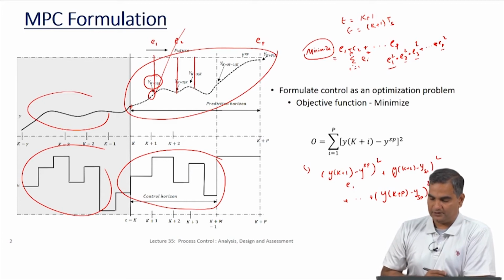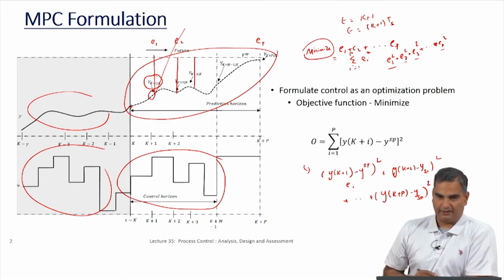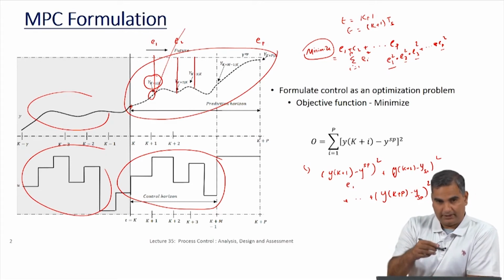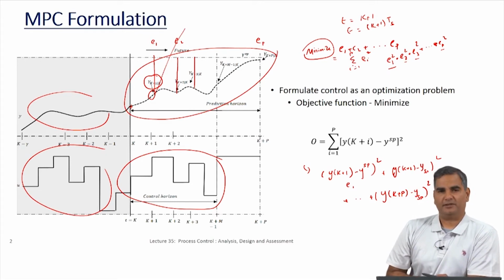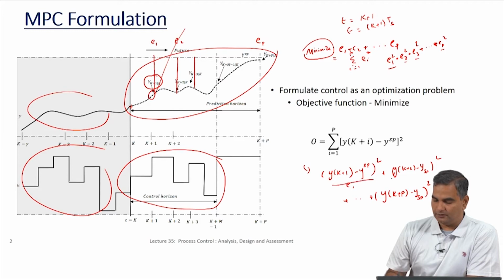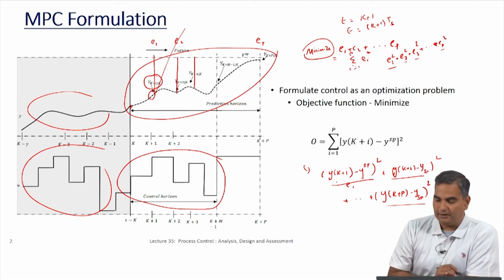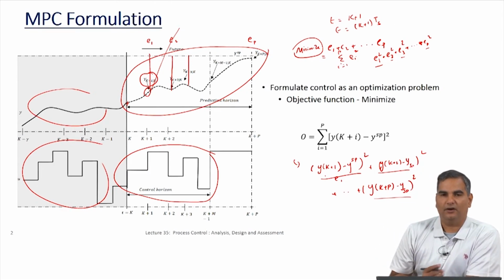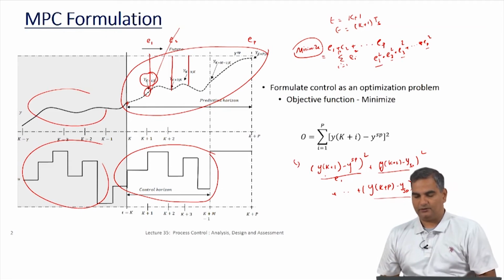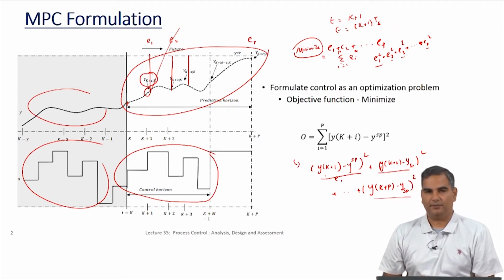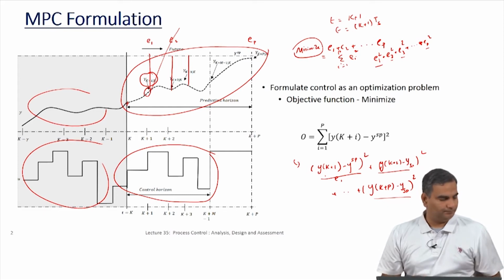Now, if this objective function is minimized, then each of these errors is minimized. That means whatever I have predicted in the future in terms of what the output value will be, those are pretty close to the set point, because each one of these terms is going to go smaller and smaller. When these terms go smaller and smaller, the difference goes smaller and smaller, that means the output is very close to the set point. So, from a control viewpoint, the objective of minimizing the errors collectively is taken care of by an objective function like that. That is the first component of the optimization problem, the objective function.